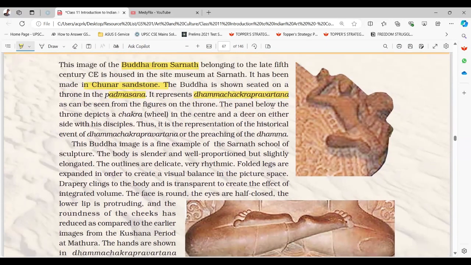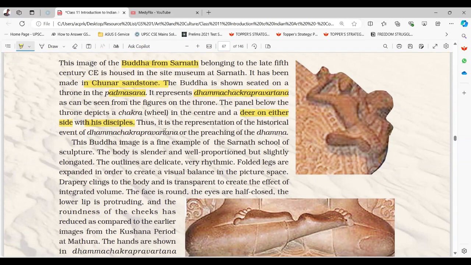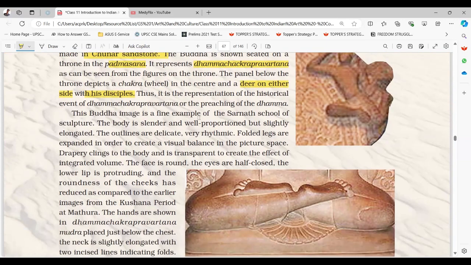The panel below the throne depicts a chakra wheel in the center and a deer on either side, with his disciples. Thus it is a representation of the historical event of Dhammachakra Pravartana, or the preaching of Dhamma. The Buddha image is a fine example of the Sarnath school of sculpture.